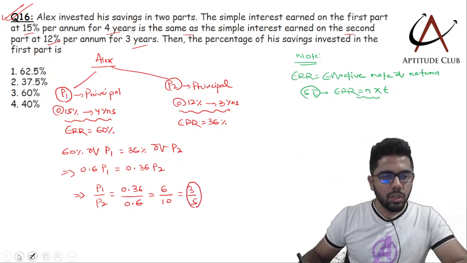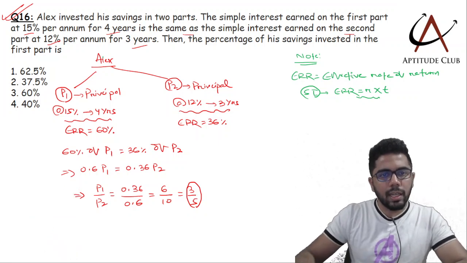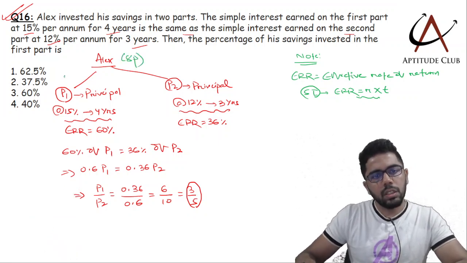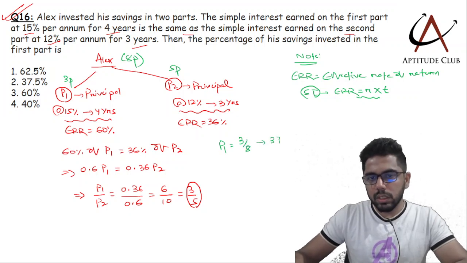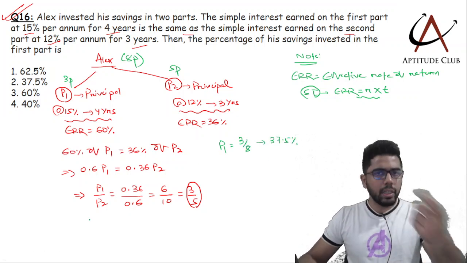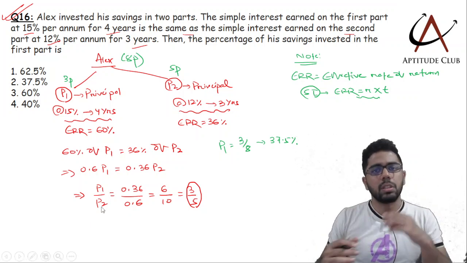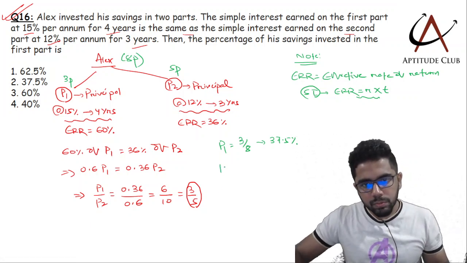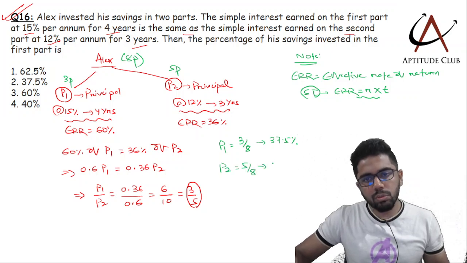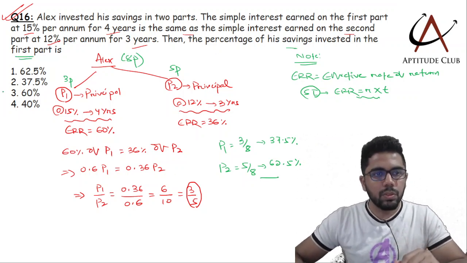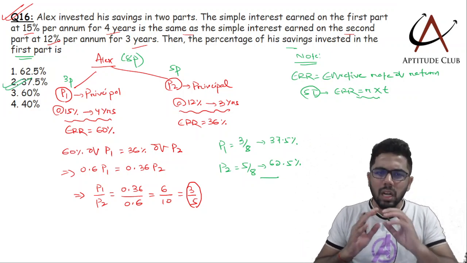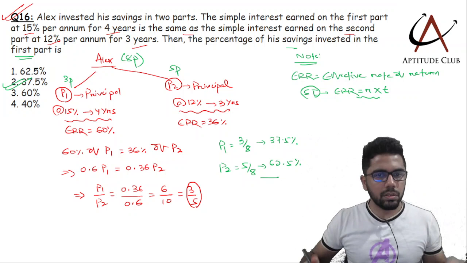3 by 5. So 3 by 5 means total Alex agar 8 parts uska principal lete hain, P1 will be 3 parts and P2 is 5 parts. So P1 is basically 3 by 8, which is 37.5%, because 1 by 8 12.5% hota hai, toh 3 parts out of 8 parts, 3 by 8, and P2 is like 5 by 8, which is 62.5%. So what is asked in the question? The percentage of his savings invested in the first part. First part mein 37.5%.